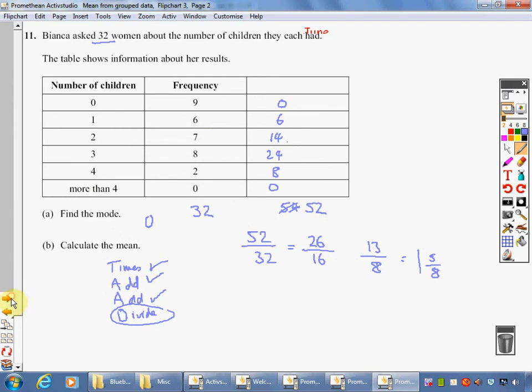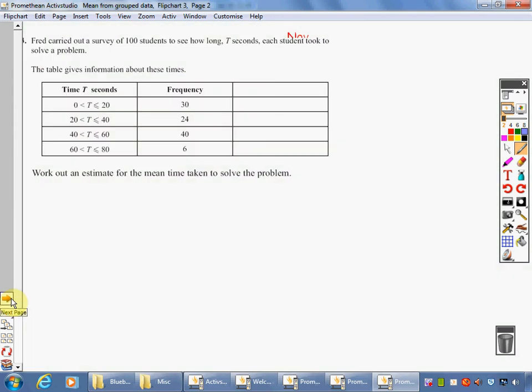Okay, next question. Fred carried out a survey of 100 students, how long in T seconds each student took to solve a problem. Here's some information about the time. Now it says here, work out an estimate for the mean. Now as soon as it's an estimate, you know it's slightly different than last time.